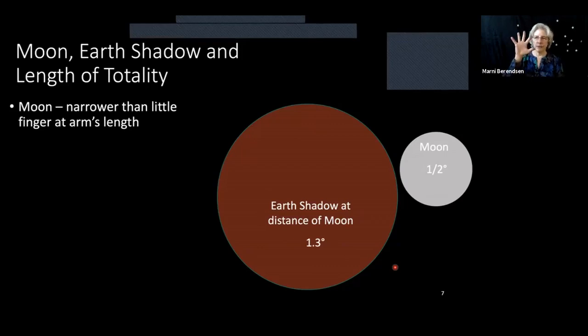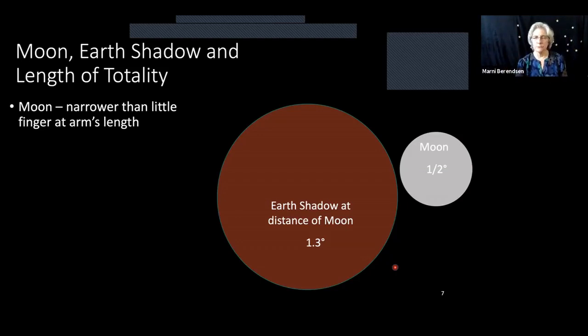And your hand can be used to determine several different sizes. I'm going to show you 3 different ways to use your hand to measure things in the sky. And the first one is the moon at 1/2 degree. If you hold your pinky out at arm's length, close one eye, and hold it up against the sky and over the moon, you'll see that the moon is completely covered by your little pinky. So your little pinky is a little bit bigger than 1/2 degree.